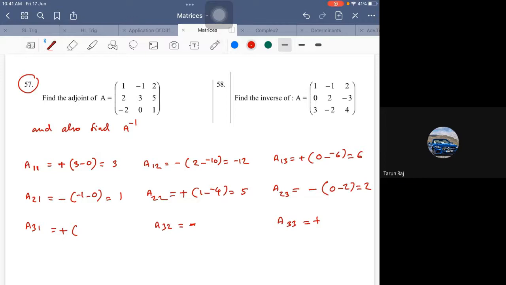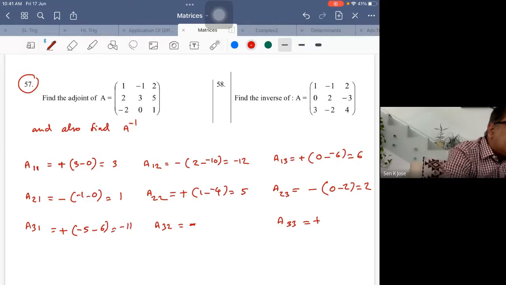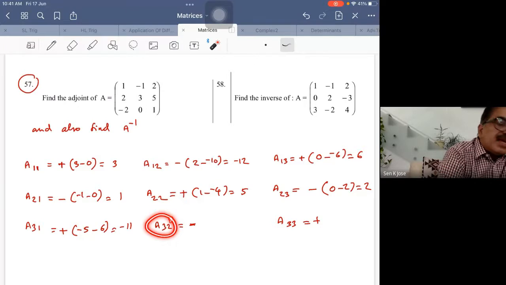The next one, A31, this is the element. So delete the row and the column it contains, cross multiply, you will get negative 5 minus 6. Do you see that? Negative 5 minus 6. Minus 5 minus 6, which is going to be minus 11. Then A32, this is the element.